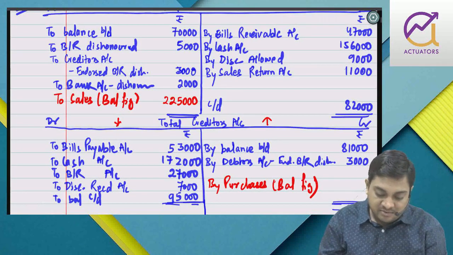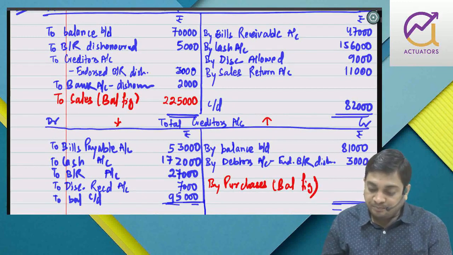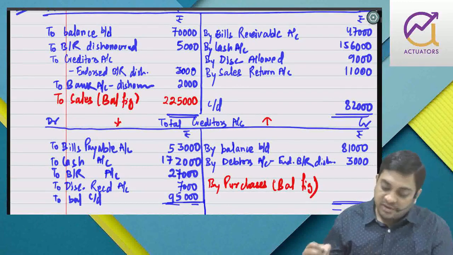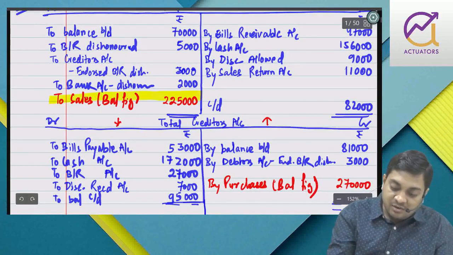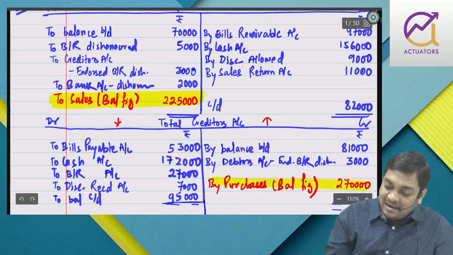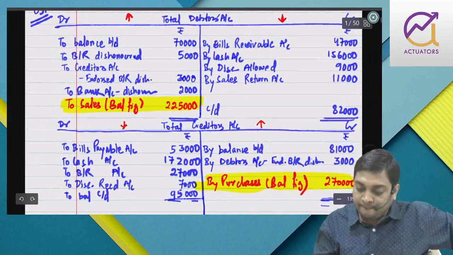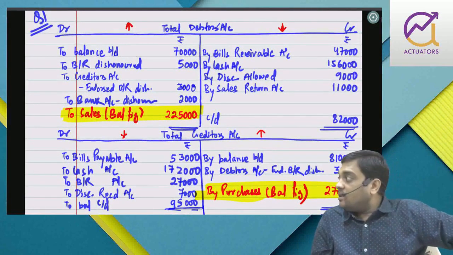And purchase it is 53 plus 1 lakh 72 plus 27,000 plus 7,000 plus 95, that comes to 3 lakh 54 minus 81 minus 3,000, so it is coming to 2 lakh 70,000. So I have got my credit sale and credit purchases. Is that fine?